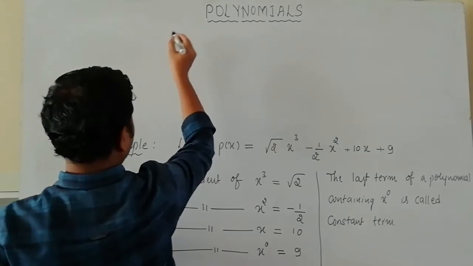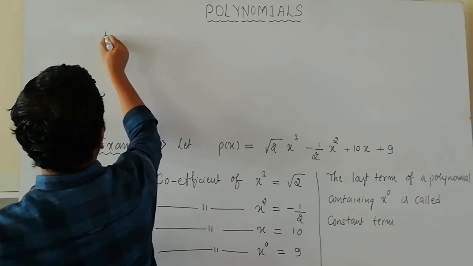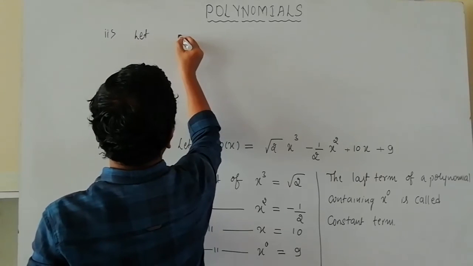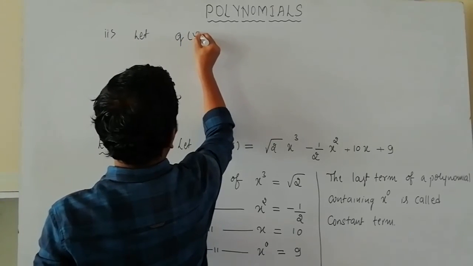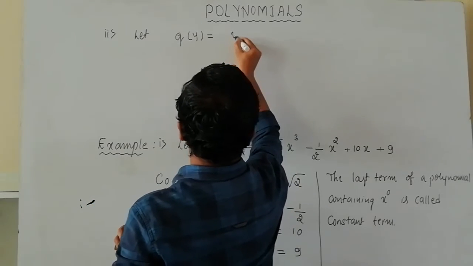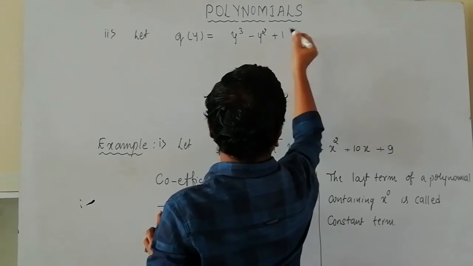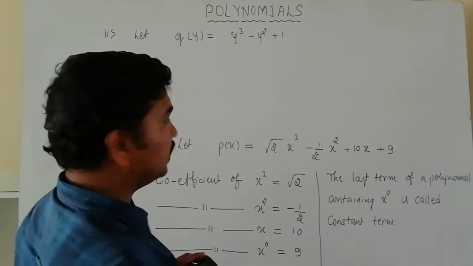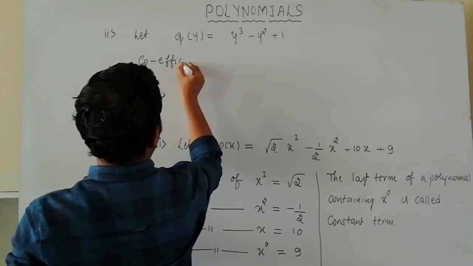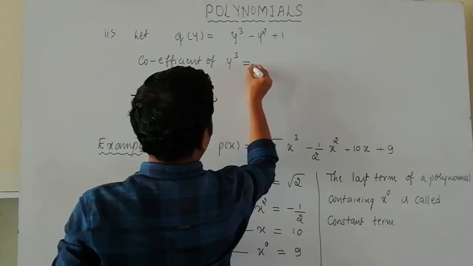So now look here, this is the first one. This is the second example. Let Q of y, I'm going to write down like this. Q of y. Okay, variable is y. Q of y is equal to y cube minus y square plus 1. Y cube minus y square plus 1. Okay, so now tell me what is the coefficient of y power 3?